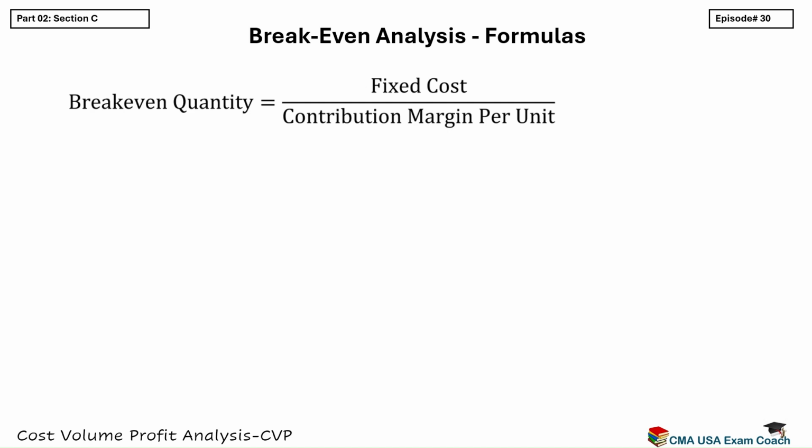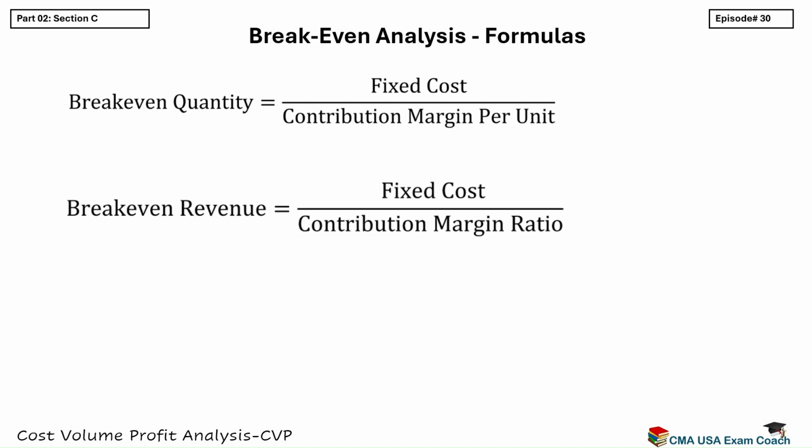Next, we have the formula for break-even revenue. Break-even revenue equals fixed cost divided by contribution margin ratio. Here, instead of calculating units, we are directly calculating the amount of sales revenue required to break even. We divide the fixed cost by the contribution margin ratio, which tells us the percentage of each sales dollar that contributes toward covering fixed costs.